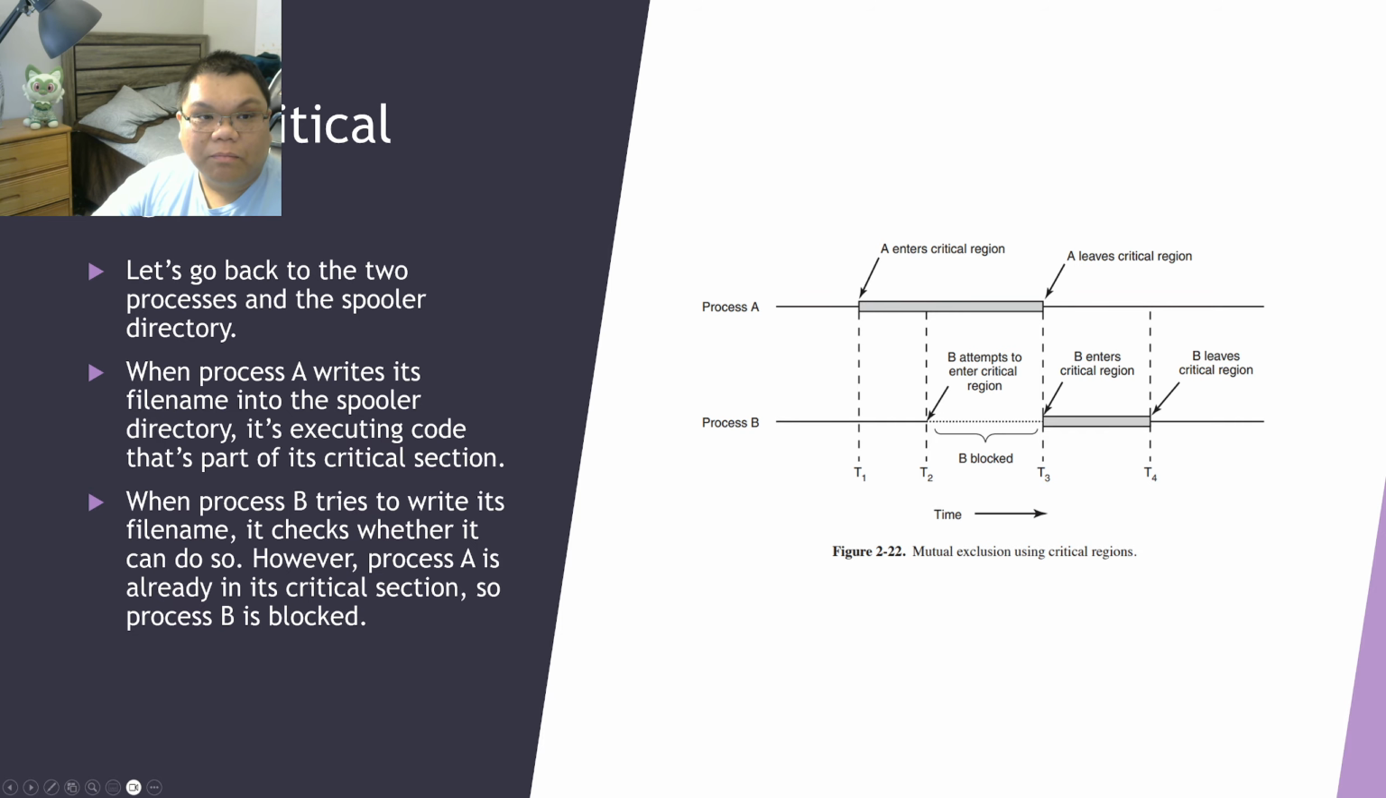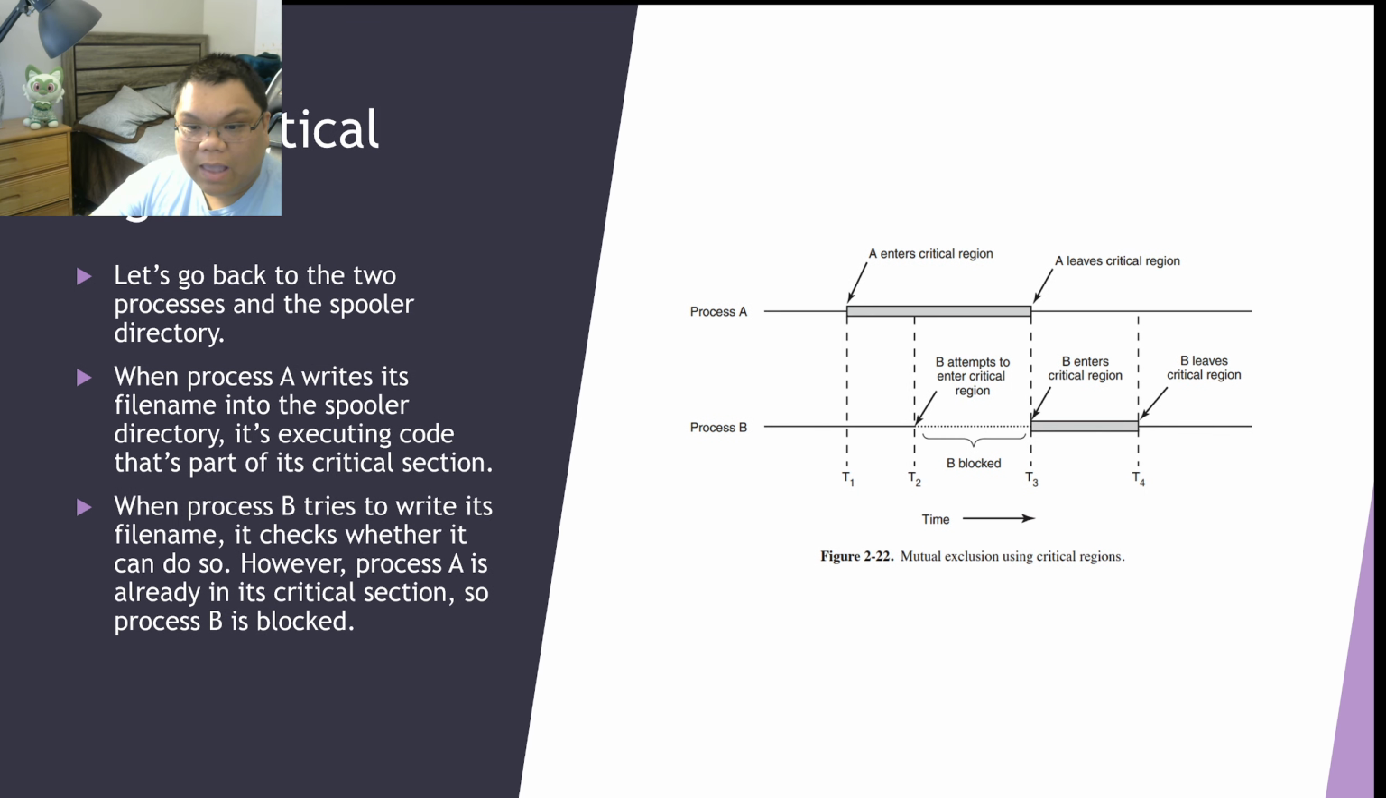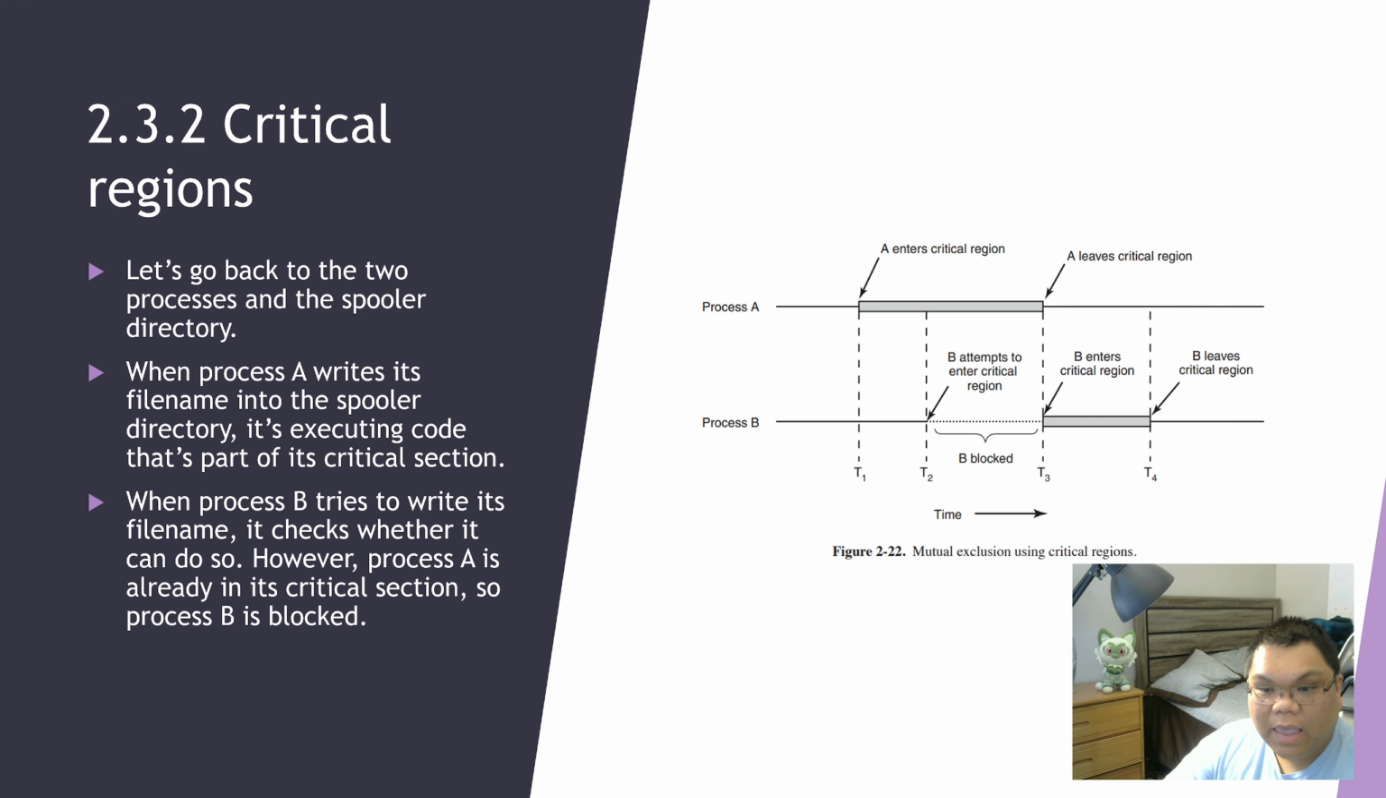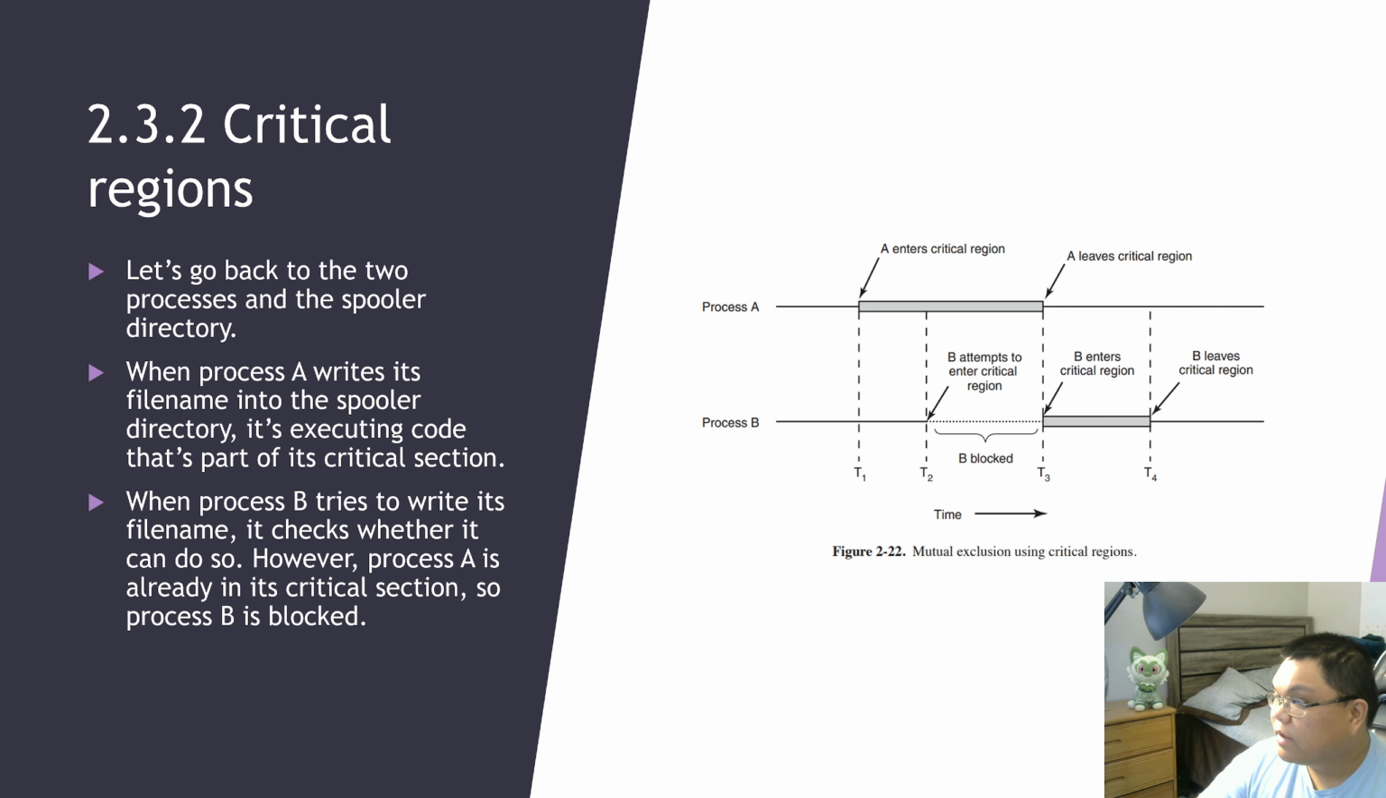Let's go back to that spooler directory example. So in that spooler directory, we have process A, which has entered the critical section because it's accessing the spooler directory. While process A is writing its file into the directory, process B also wants to enter the spooler directory, so it tries to enter its critical section. However, because process A is already there, process B is going to be blocked.